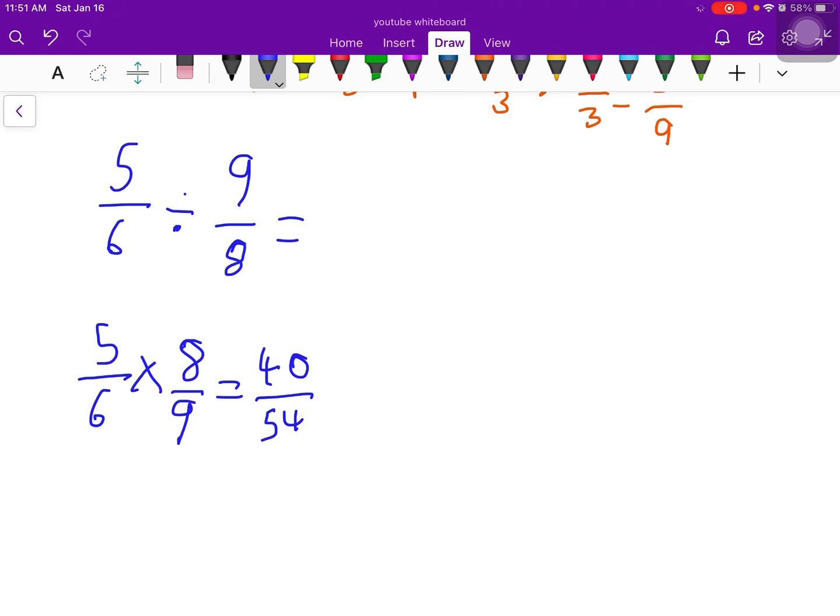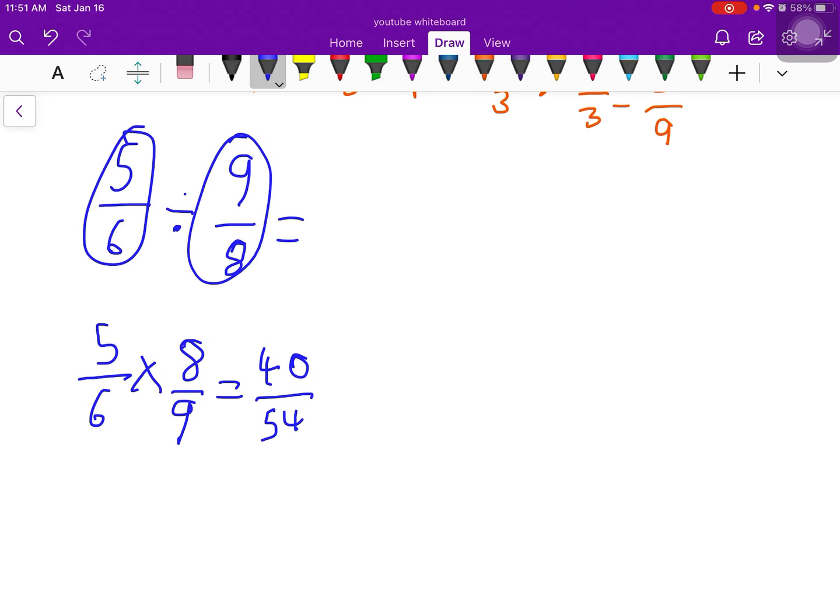Now that's our answer. What I see most commonly as a mistake is that students flip the first fraction too. They flip both fractions, or they only flip the first fraction and not the second fraction. But no, both those ways are wrong. The only thing you're supposed to do is flip the last fraction, the second fraction. That's the only thing you're supposed to flip.